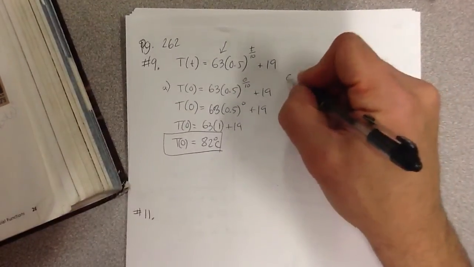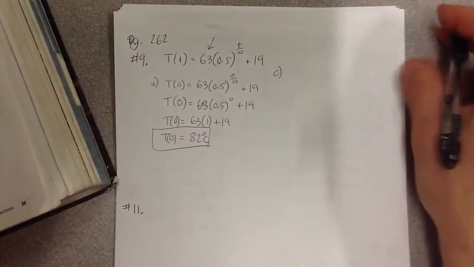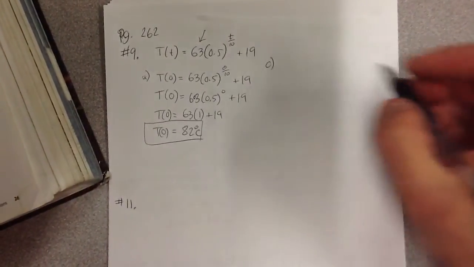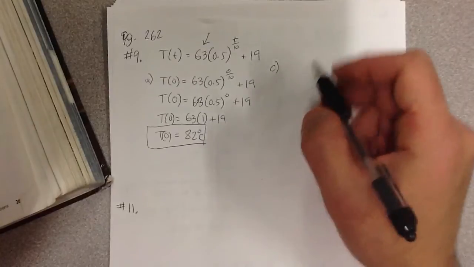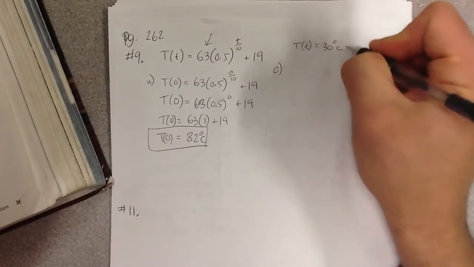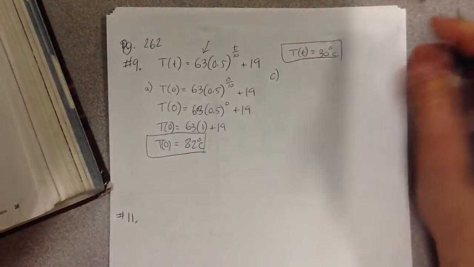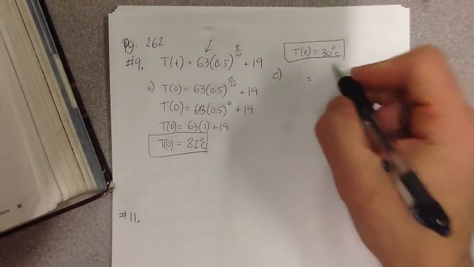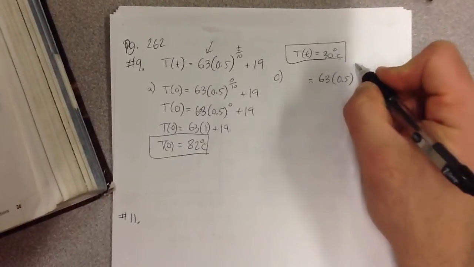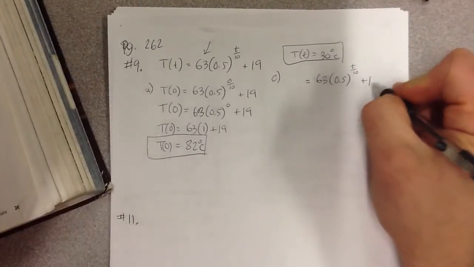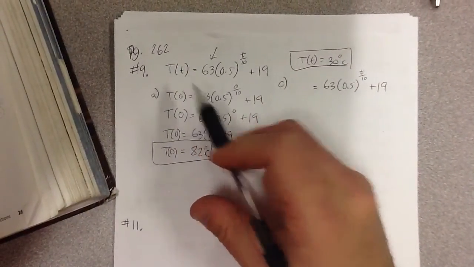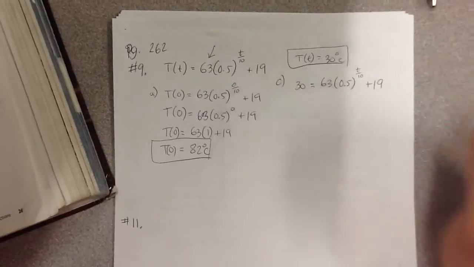But C, this is the one. It says, how much time did it take for the sandwich to reach an internal temperature of 30 degrees? So if you want to know when the temperature is going to be equal to 30 degrees Celsius, what time? I already know that the equation is 63 times 0.5 to the power of T over 10 plus 19. So what I'm plugging in is the temperature is equal to 30. So I'm going to plug that in over here.